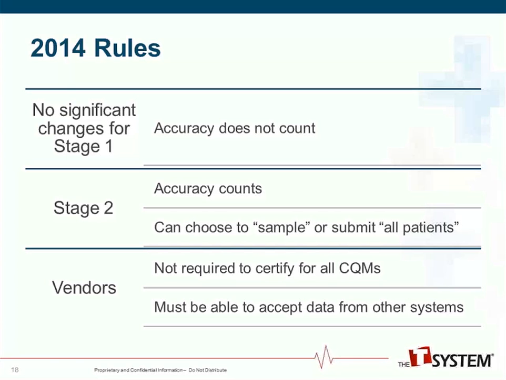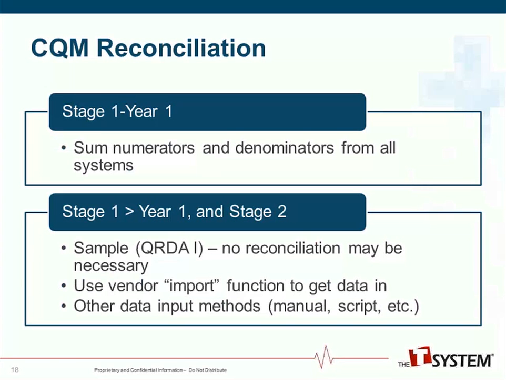But your vendors that are certified to do this, submit clinical quality measures and report on them, can do both. The vendors in 2014 are no longer required to certify for all clinical quality measures like we were in Stage 1, but when certifying, we must show that we can accept data from other systems. So they're putting some of the burden of reconciliation back on the vendors. Now, that doesn't mean that connections don't still have to be made in those environments, and that may or may not be simple or straightforward. But again, you are given the opportunity with Stage 2 to do that sampling, so you may not need reconciliation.